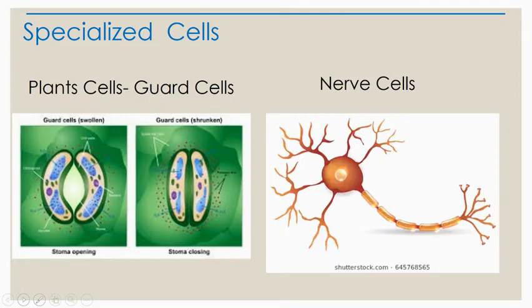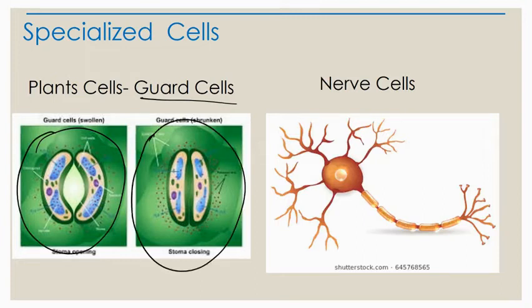Now, when we look at two examples of specialized cells, in plant cells, we have cells that are called guard cells. These are cells that control the opening and closing of the stomata in our leaves. The stomata are these tiny holes or pores on the leaves that open up to allow the release of oxygen that was made during photosynthesis, and also allow the taking in of CO2.